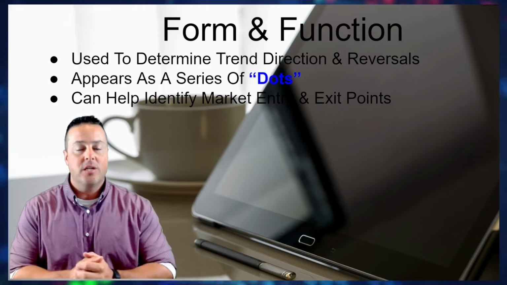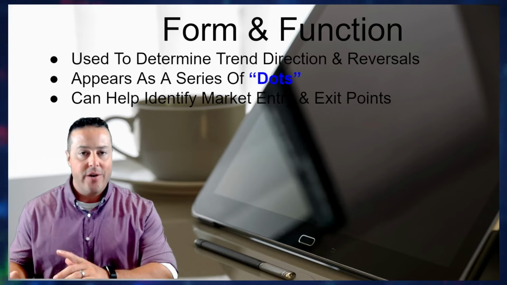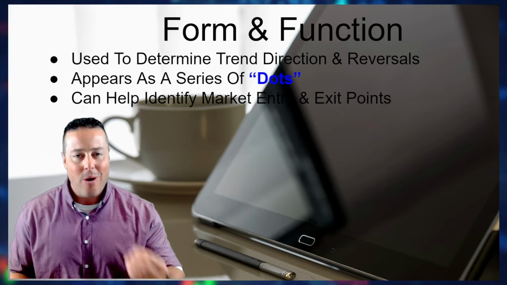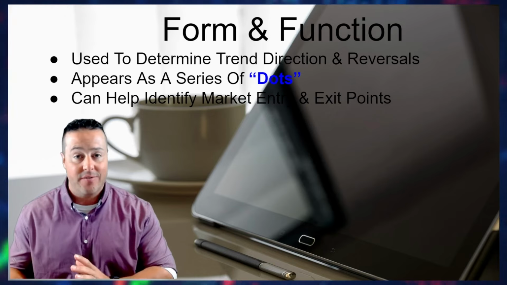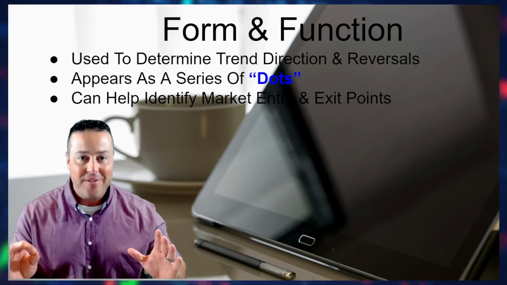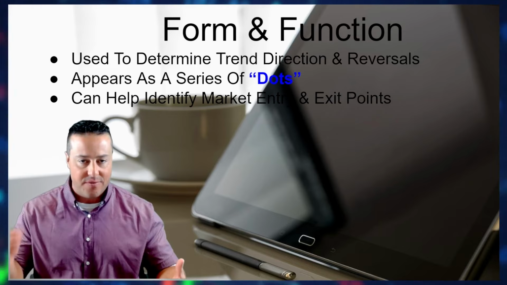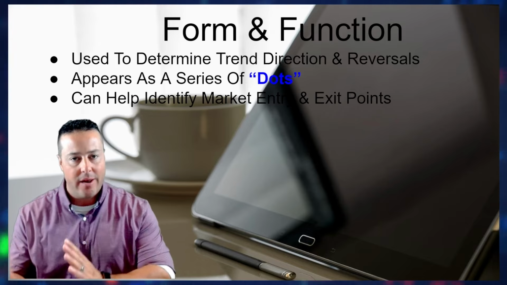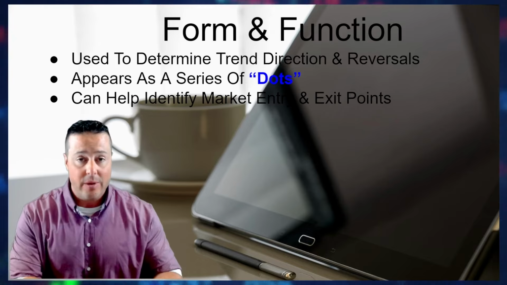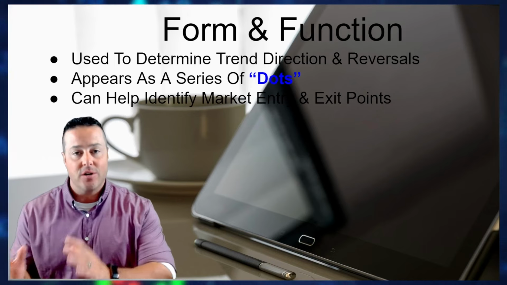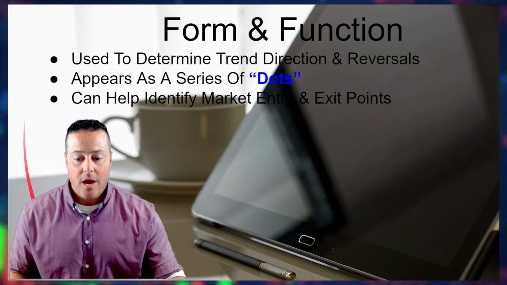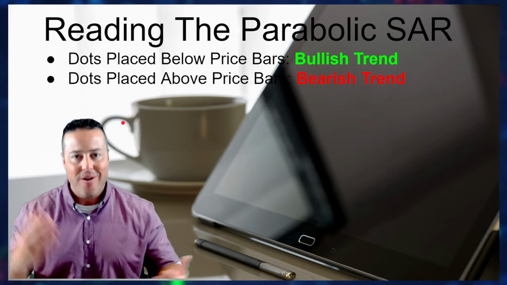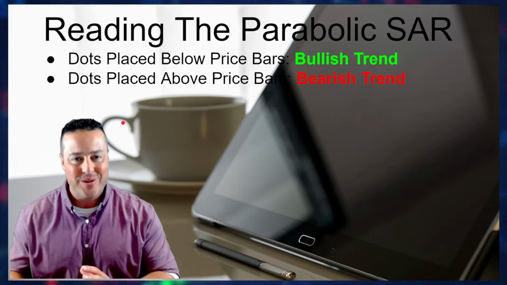So what is the form and function of the SAR? It's used to determine trend direction and possible reversal points. When we go to the charts, you'll see exactly what we're talking about there. It appears as a series of dots. Very, very obvious. We don't have to do any gymnastics at all. It's visually apparent. And lastly, it can help you identify market entry points and market exit points. You can use it in a trend following capacity, or you could use it in a reversal type of trading methodology. The biggest thing to remember with the SAR is that it's easy. It's intuitive. We don't have to work very hard at all when we're using this indicator.